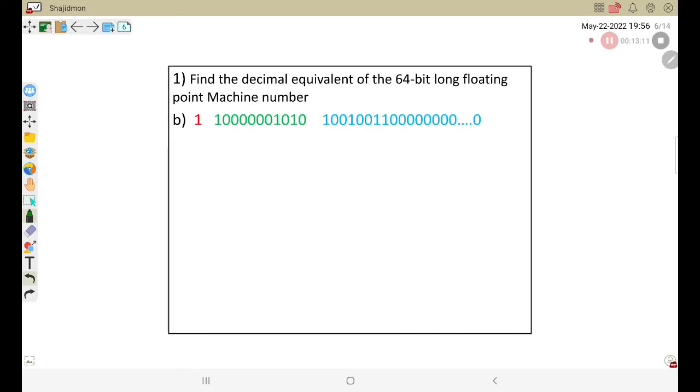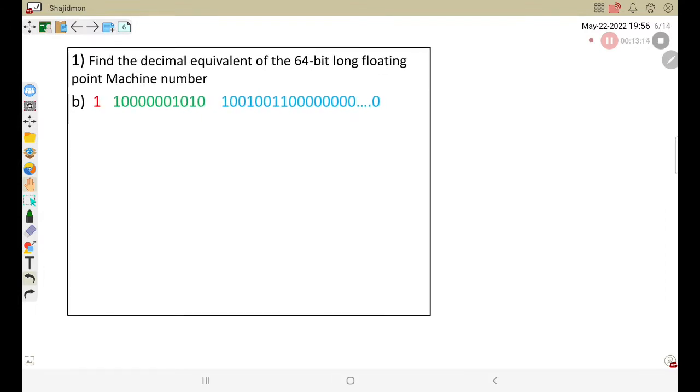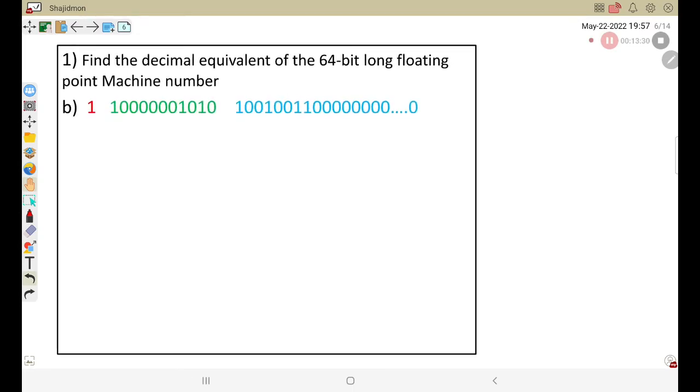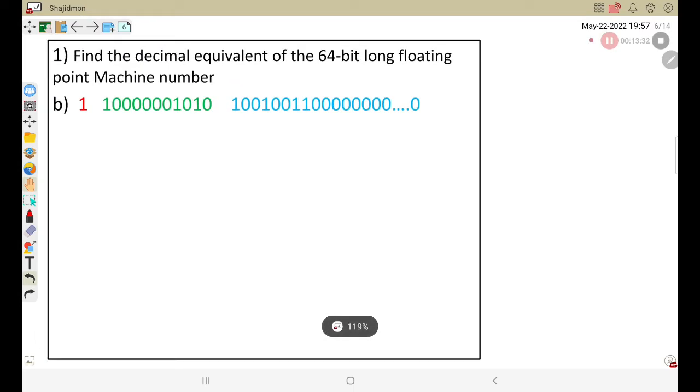Question number 1b. Find the decimal equivalent of the 64-bit long machine number given. The first bit is 1, the next 11 bits are given, and then the next 52-bit part is also given. We need to find the decimal equivalent from the question.